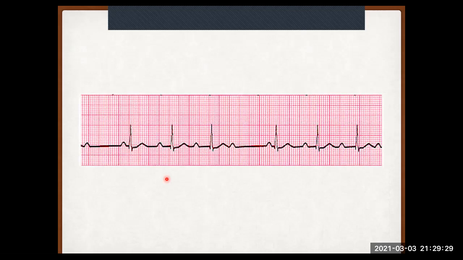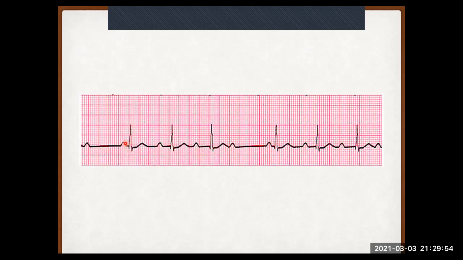Okay, so let's try another one. So let's look at our P waves. Here we have a P wave. Here we have a P wave, a P wave. If we look at the actual P wave, it looks quite normal. It's not abnormal in terms of its morphology. And sorry, I forgot to actually pause. But anyway, you can pause and still challenge yourself if you want.